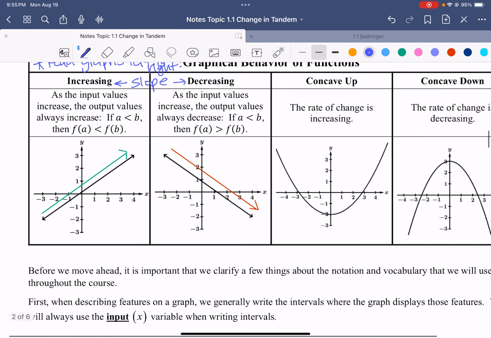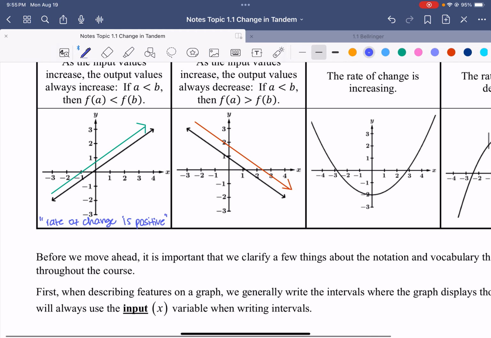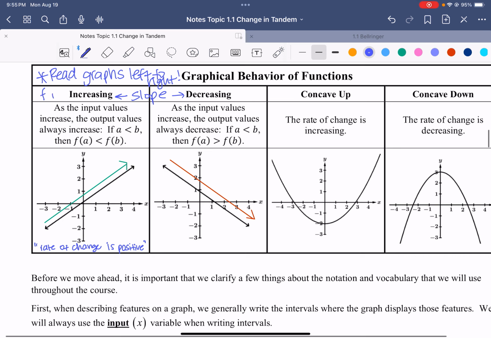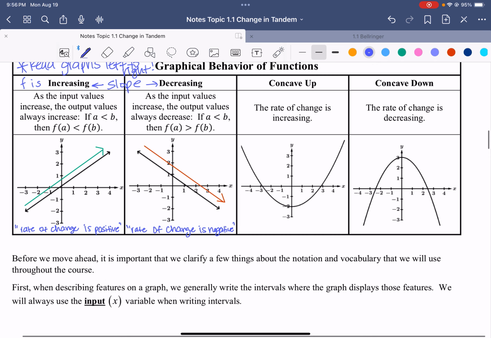Another way that they can phrase slope is that they can say the rate of change is positive. So if they say rate of change is positive, or they can say F is increasing, both of those would refer to the graph going up. Okay, similarly, if they say the rate of change is negative, or they say F is decreasing, that means that the graph is going down.